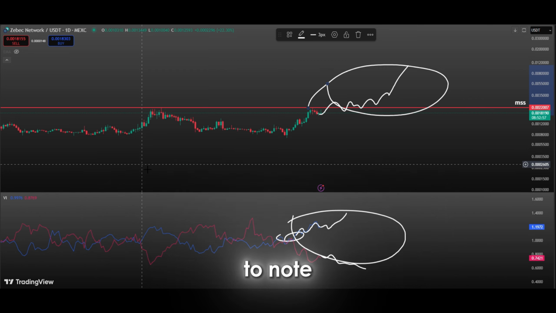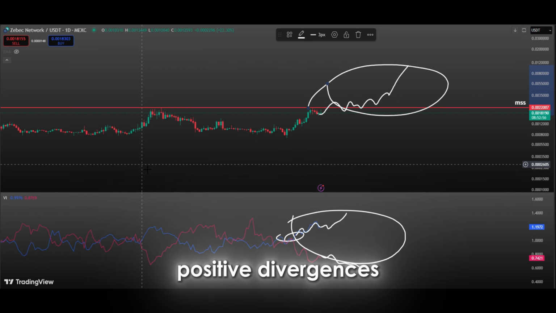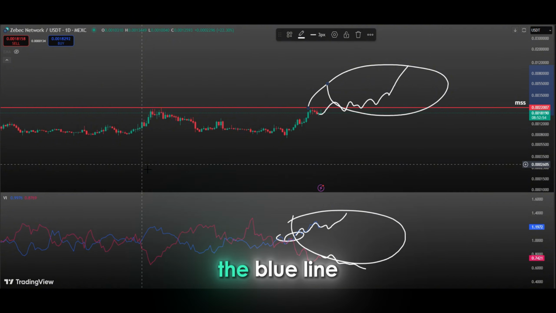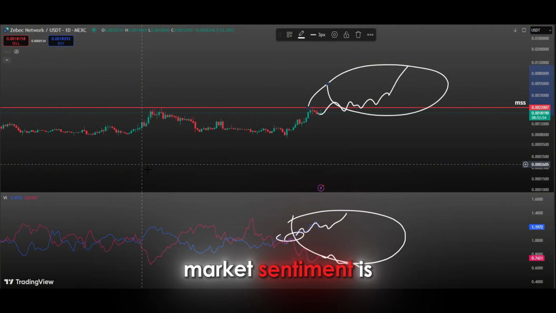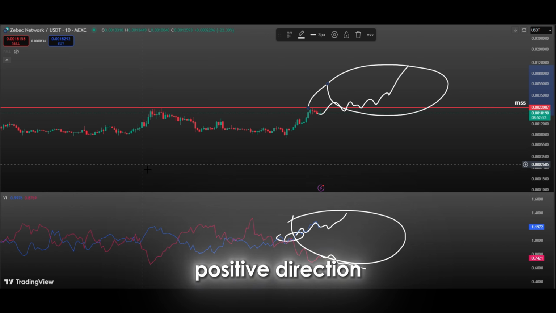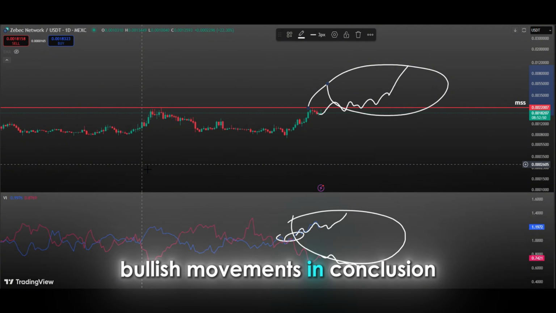Another important point to note is that such positive divergences often precede upward breakouts in price and sustained rallies. The blue line staying on top shows that overall market sentiment is forming in a positive direction, and that this sentiment continues to reflect in the price. In technical analysis, such setups form the foundation for confident and solid bullish movements.